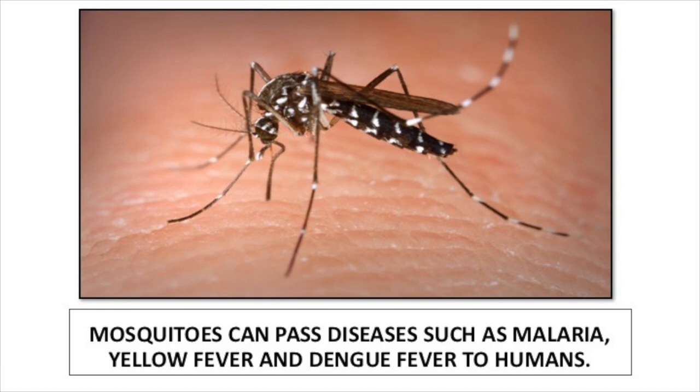It feeds on our blood. But what happens, the mosquito has a disease. And when it drinks our blood, the disease can get into our body and may make us sick. But it's not the only insect.